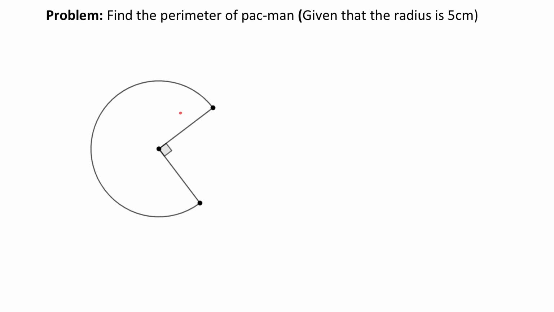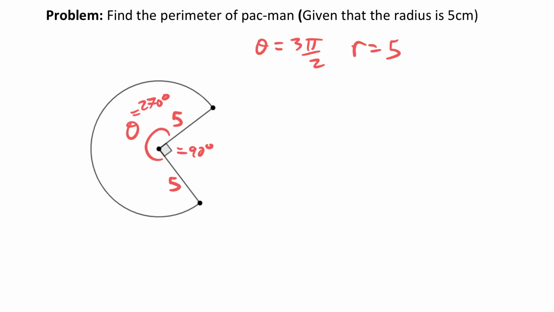All right, so this is 5, and this is 5. Those are the 5 centimeter radius. But we need to figure out this angle theta. Well, if this angle is 90 degrees, then the other angle, because they both add up to 360, must be 270. Now we need that theta in radians, so that'll be 3 pi over 2. Radius is 5, so S equals 3 pi over 2 times 5. That's going to give us 15 pi over 2.